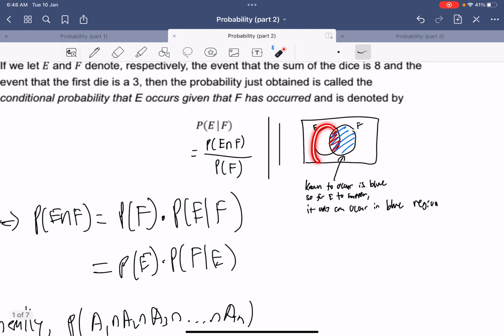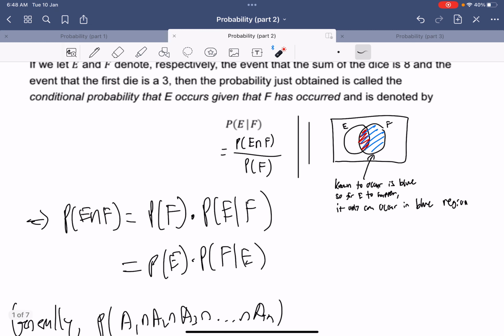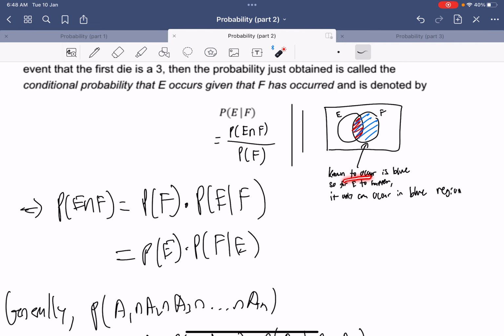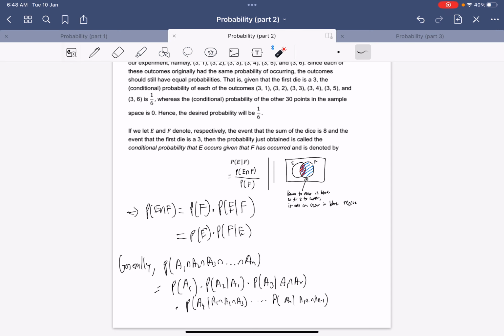If you draw a Venn diagram of E and F here, you know that the blue area has occurred. So we want the probability that E is going to occur. But since we already know the blue area has occurred, we are actually just finding the probability of this red area occurring. And because it's a measure of belief, now we need to divide by the probability that F has occurred. If you know that the blue area has occurred, for E to occur, it must occur within the intersection only. And so that's why it's the intersection over the probability of the given event.